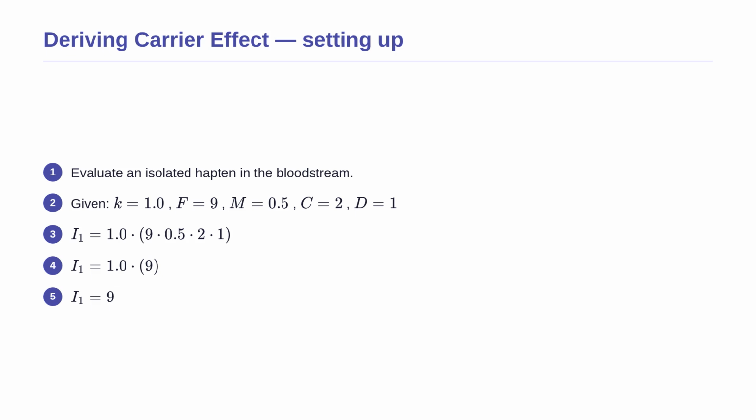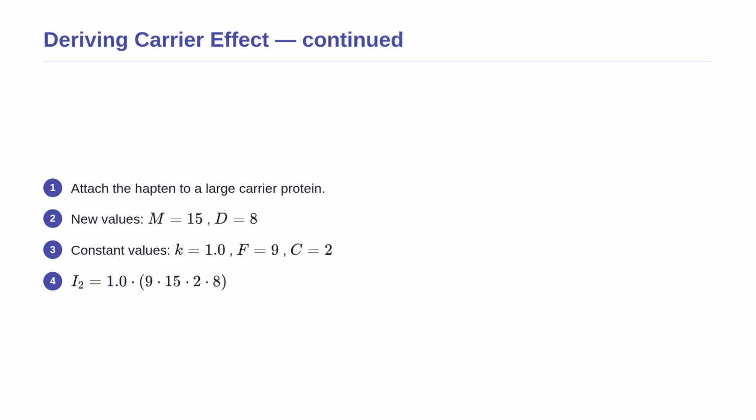Substituting these into our equation, we multiply 9 by 0.5 by 2 by 1, which gives an intrinsic value of 9. Multiplying by the host constant leaves us with a score of 9. This score is extremely low and practically negligible. It mathematically proves that the isolated hapten is absolutely not immunogenic and cannot trigger the alarm bells. This extremely low score brings us to the next step of our proof.